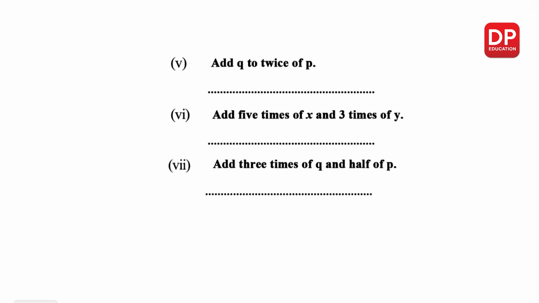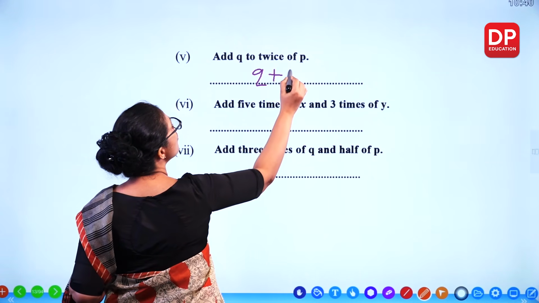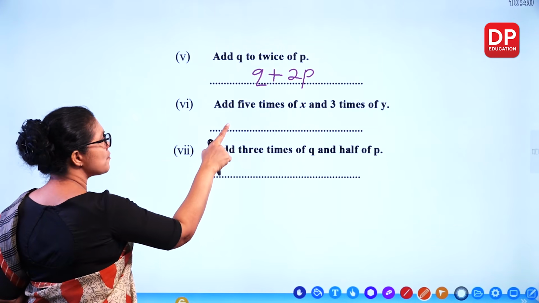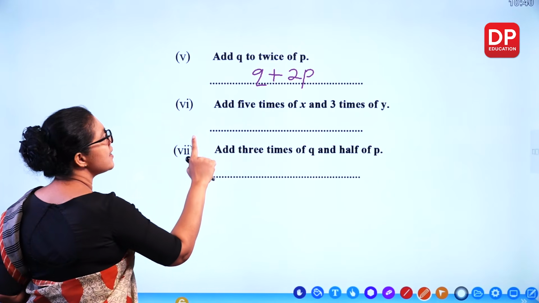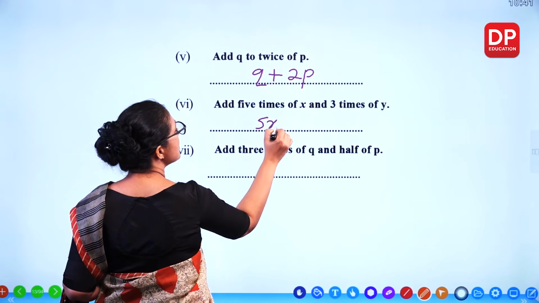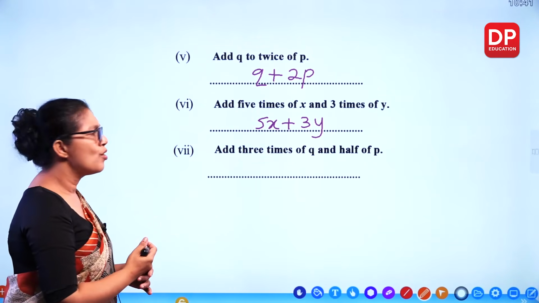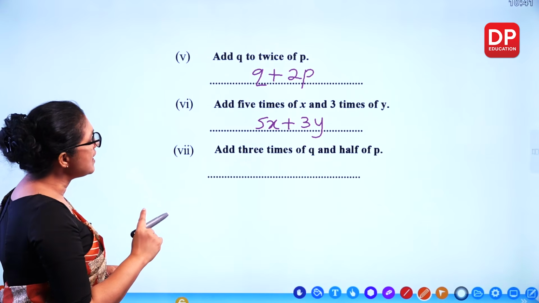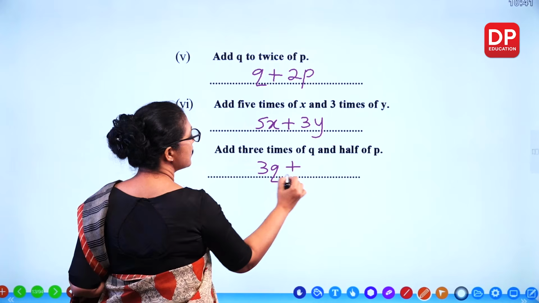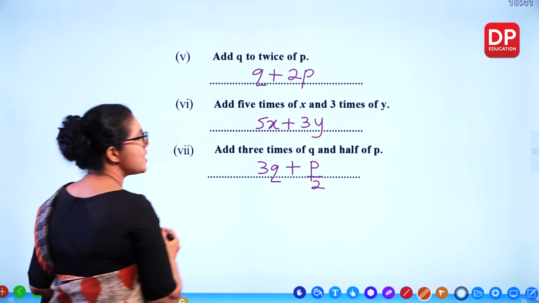Add q to twice of p. Add q to twice of p, 2p. Add 5 times x and 3 times y. 5 times x is 5x. 3 times y is 3y. So add those two values. Add 3 times q, 3q, and half of p. Half of p I can write as p over 2.